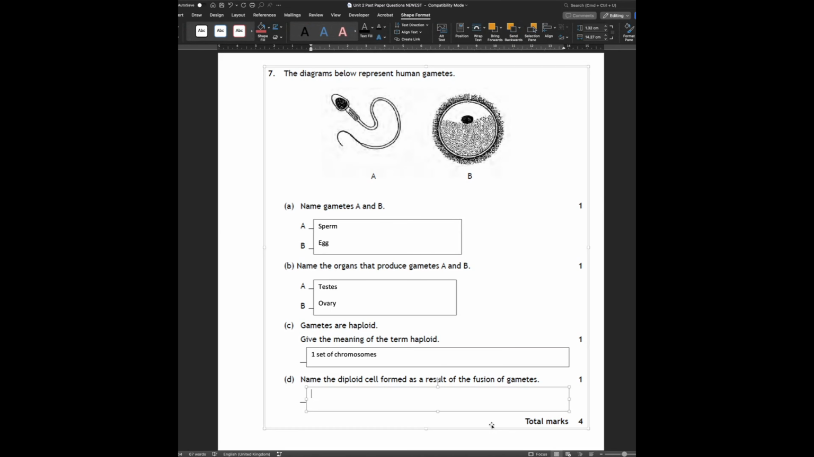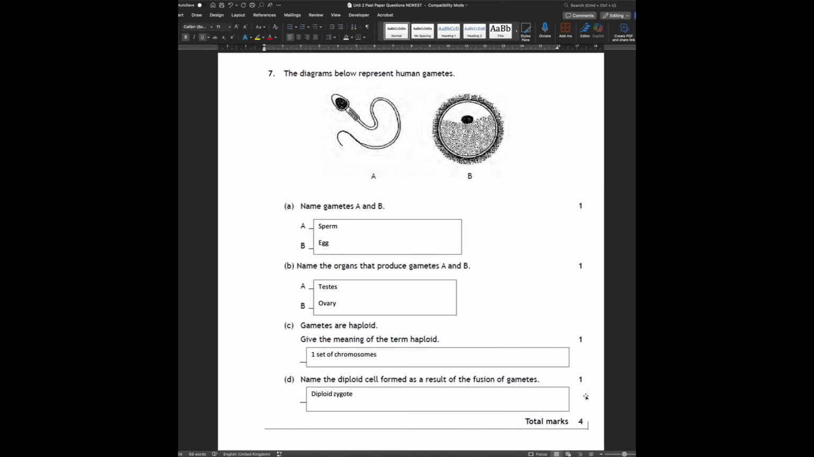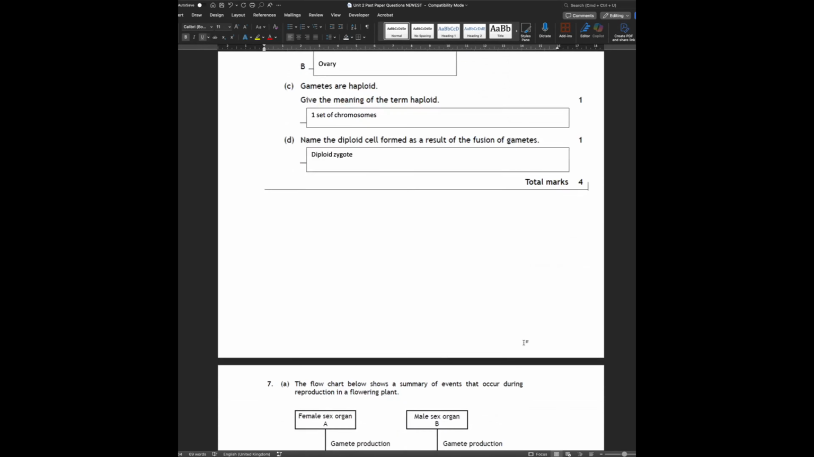And D, we have to name the diploid cell formed as a result of the fusion of gametes. The diploid cell is a diploid zygote. Now, you don't have to write diploid in the answer because it mentions it in the question, but out of habit I always put diploid zygote together. If I always say diploid zygote, I will always remember it as diploid. So when I get a question that asks that, I remember it. In the same way, I'll often just say haploid gametes out of habit, when I don't necessarily have to say the word haploid, but it helps us to remember which is which.